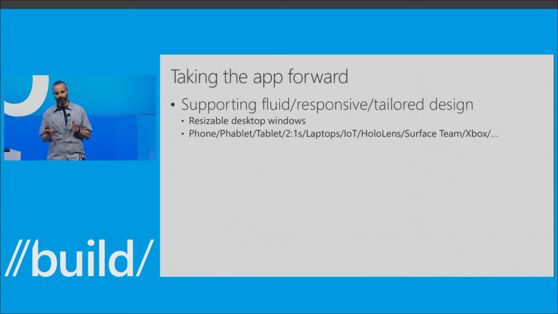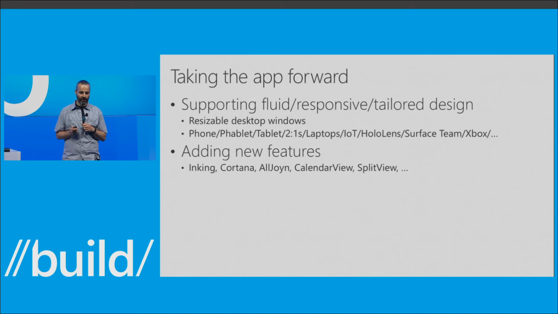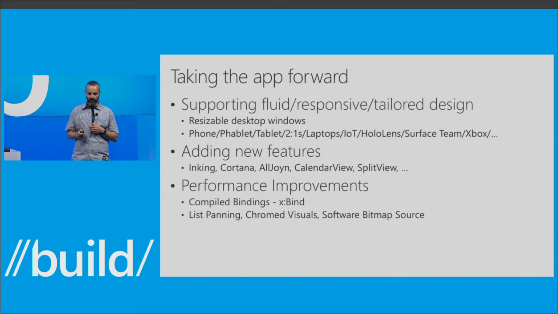OK, so taking your app forward. Of course, at this point, you want to go on and make your app fluid, responsive. I showed you how to load tailored views. There are resizable desktops now on all these different Windows 10 devices your app will run on. Then, of course, there's adding new features. Lots of talks here this week on these new features. Cortana, App Services. In XAML, we've added calendar view and split view, so you could do the hamburger menu pattern if you want, or use it in other ways. Again, there are some great talks on some of the new XAML features.